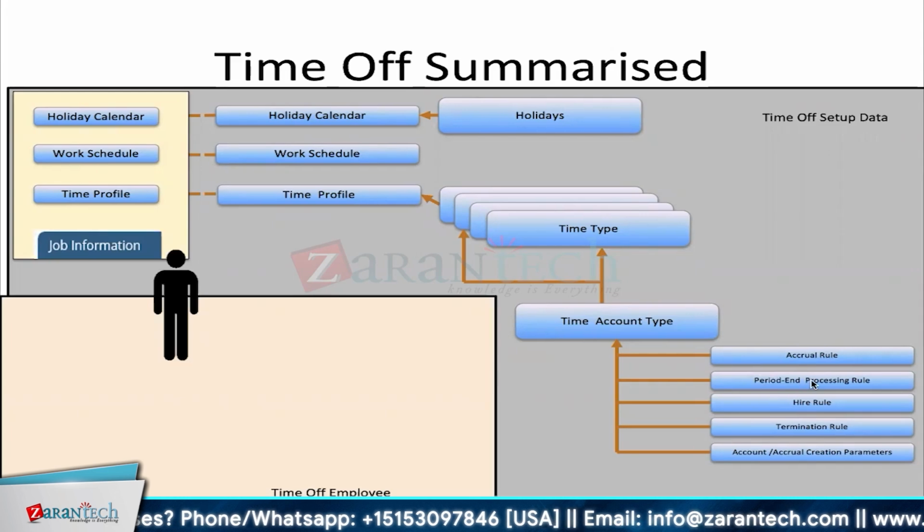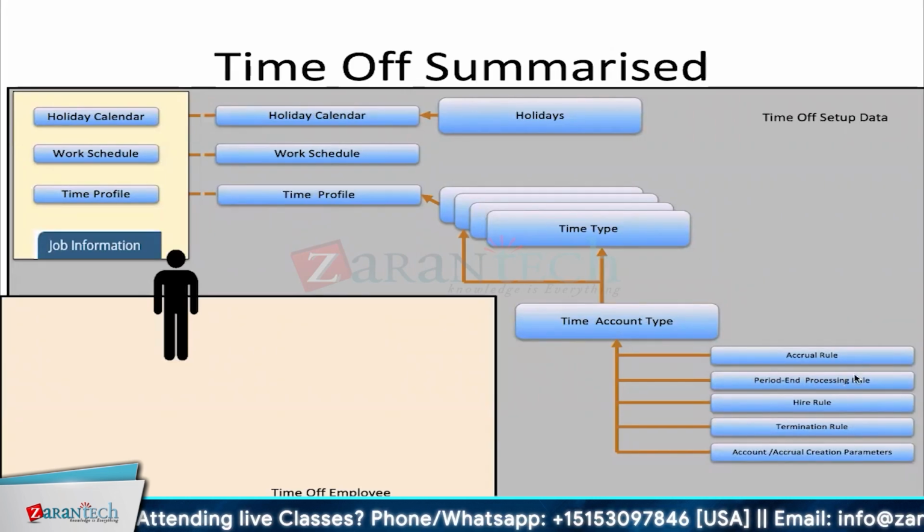Similarly, we have the period and processing rule, where at the end of the year, for example, you are given a balance of 24 days at the start of the year, and you are able to take 15 leaves. There is still a balance of 9 more leaves in your bucket. So what should happen to those 9 leaves? On 31st of December, should that balance of 9 days expire, or can it be carried forward to the next year, or only 5 carried forward out of 9 and 4 expire? Whatever the process is, it can be kept under this period and processing rule.